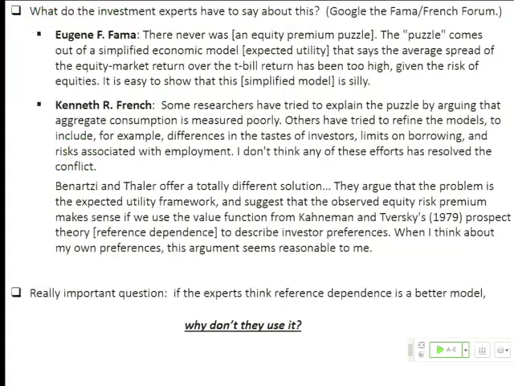Yeah, I think I just want to do this with the remaining 2 minutes. So what are the experts? These are investment experts. These are a couple of academic finance economists, Fama and French, who went into the business of giving people advice. They have a blog, they have a website. Fama, I think, is the more tough-minded of them. He says there never was an equity premium puzzle.